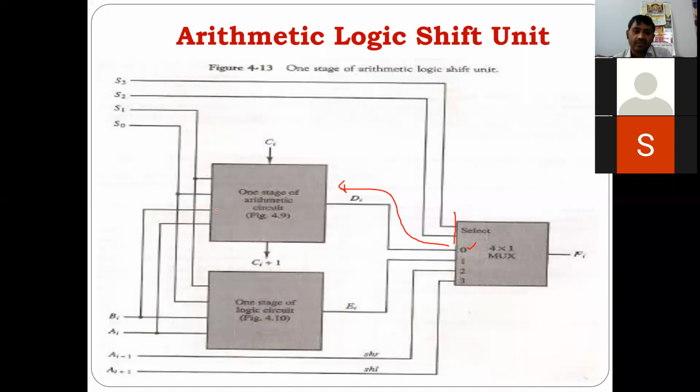If it is 0, 0, then this is 0, and this is 1. In this way he is taking it. So S1, S0 is 0, 0. Then he is transferring A. So this will be connected over here, and now S2, S3 is 0, 0, then this will be transferred.